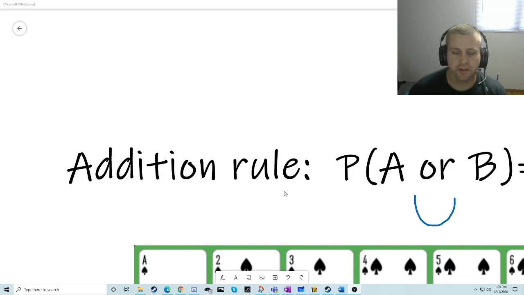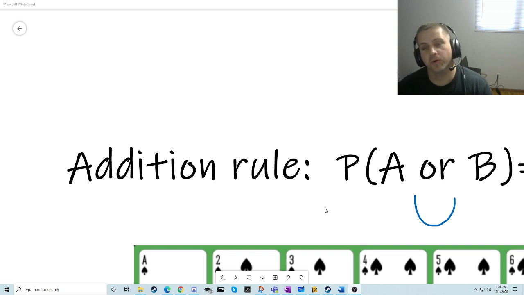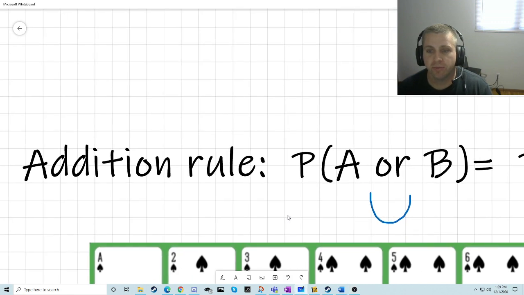Hey everybody, we're talking about the addition rule today. This is not a smiley face, that's the OR sign. Addition is the OR rule. So I'm just going to do two examples on this. We're both going to use a deck of cards for them.